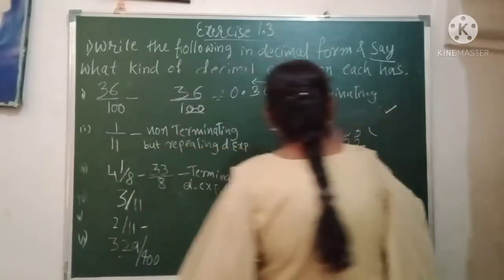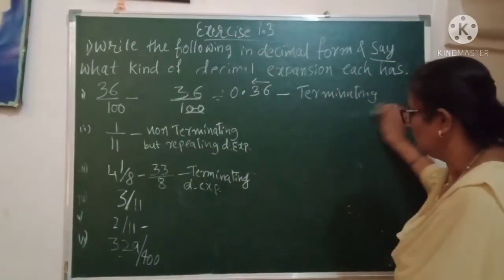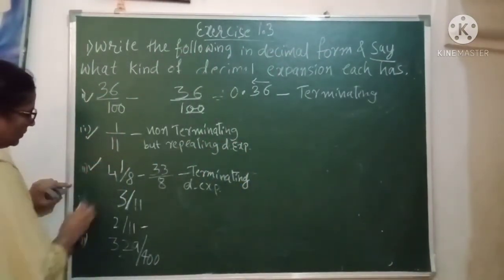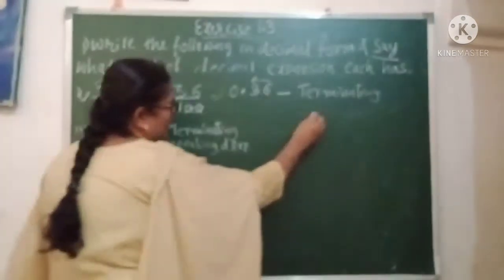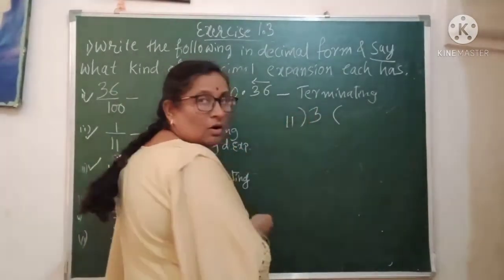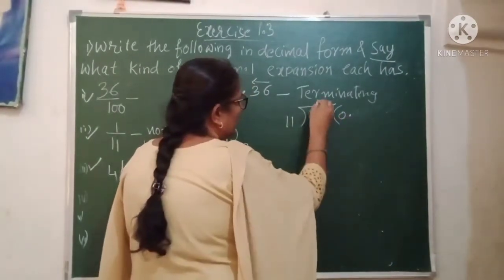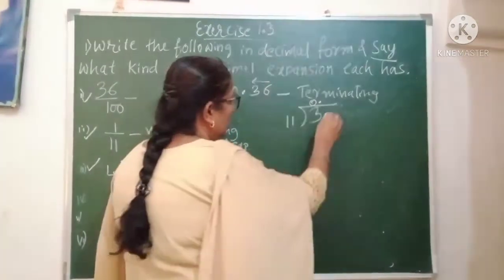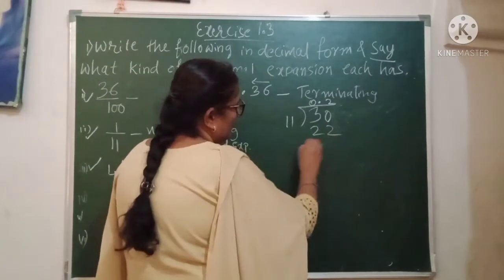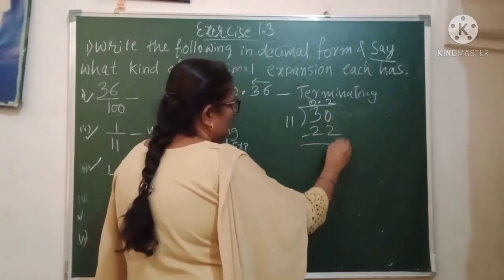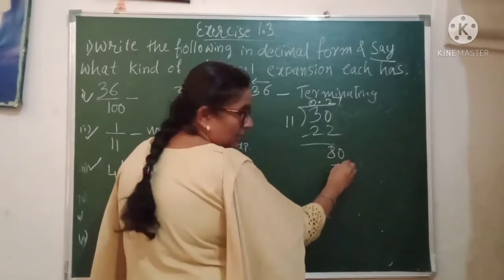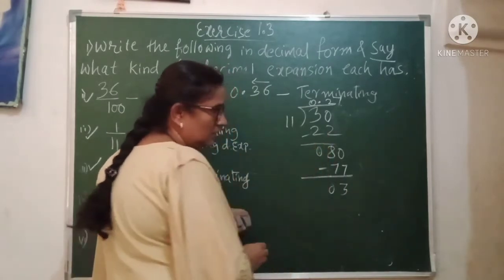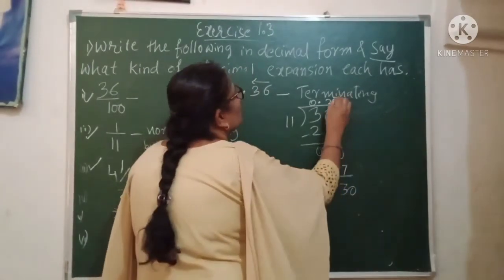Now look at the next one, 3 by 11. I solved this one and this one. Now the next one is 3 divided by 11. How to do this? This is 0 point. You can write the 0 point here or there, depending on your practice. 11 2s are 22. Then next 0 I will take. 11 7s are 77. Simple division. 10 minus 7 is 3. Very simple.